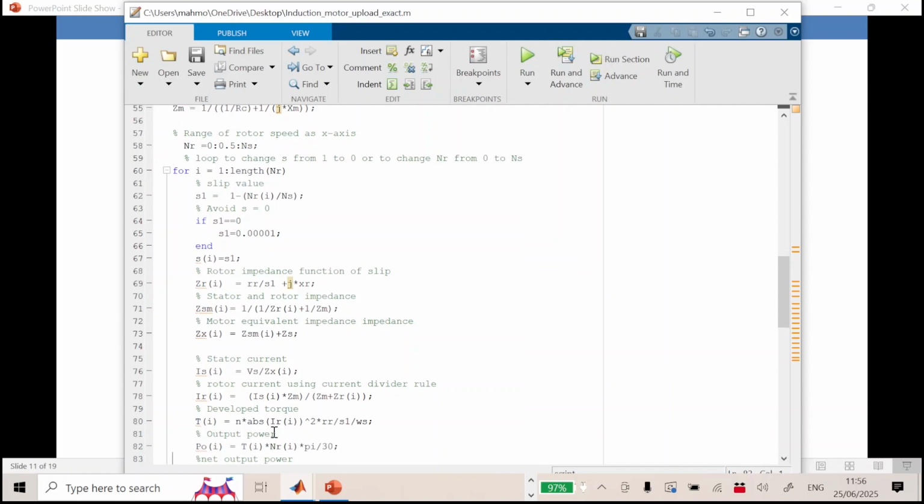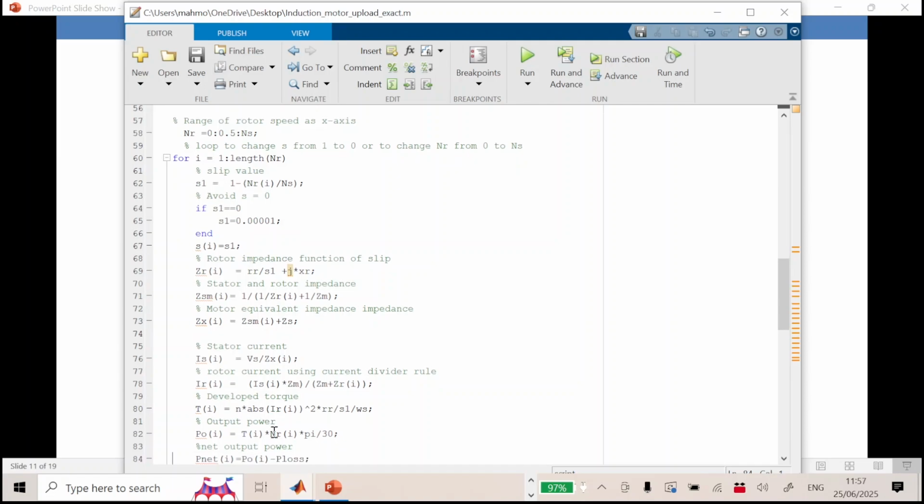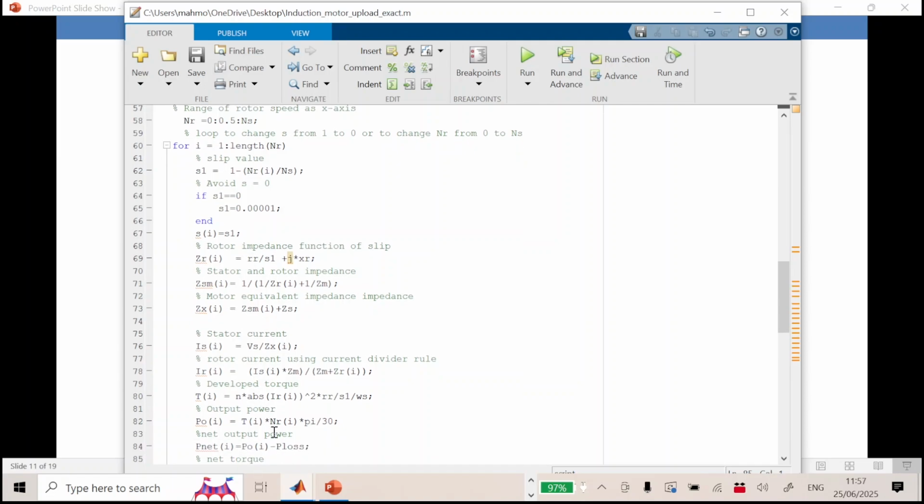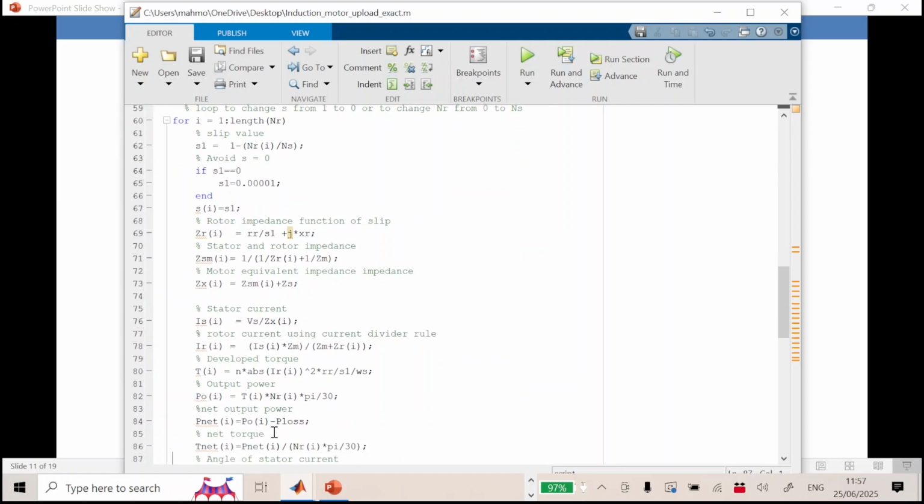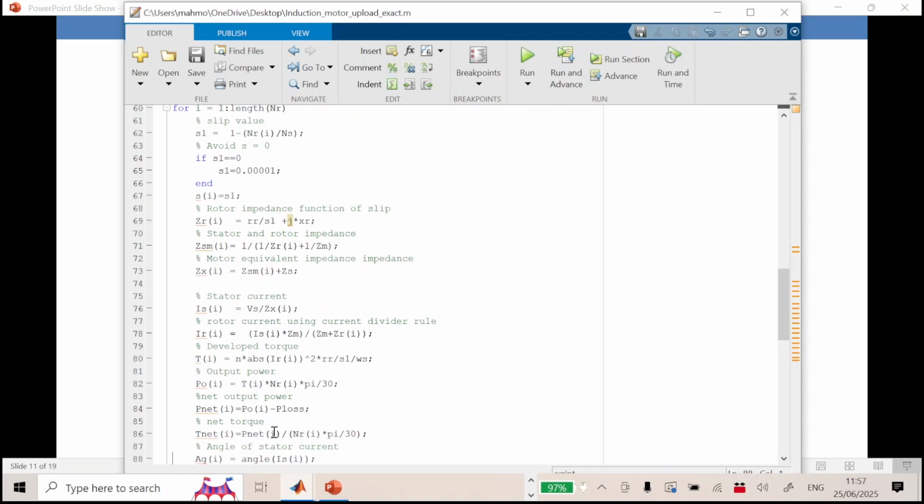Then we can calculate the output power. The output power will be the developed torque multiplied by omega R. Then we can calculate the net power, which is the output power minus the rotational losses. So we can calculate the net torque, which is P net over omega R.